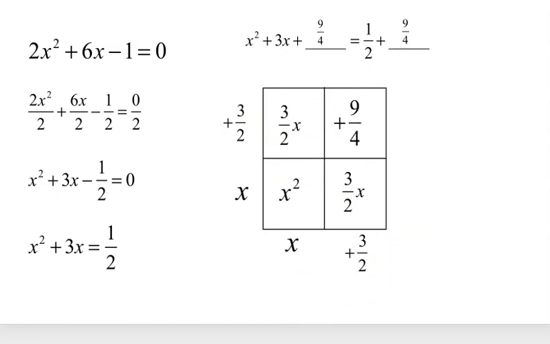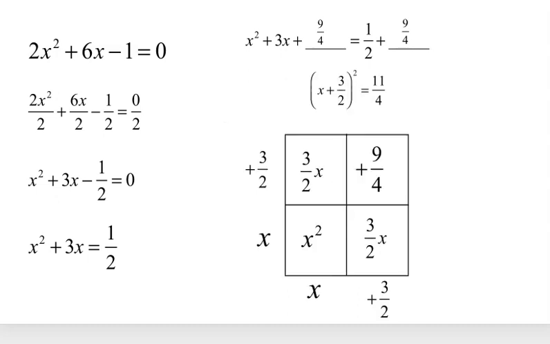Now the shortcut strategy that textbooks will give you is take half of the x term. Half of the x term is 3/2. Square the 3/2 to get 9/4 and add that to both sides. I'd like you to know why. Looking at this square shows you how you indeed did construct a square with the same width and height by adding 9/4. So what we have here is x squared plus 3x plus 9/4, these four boxes. x plus 3/2 times x plus 3/2, which is x plus 3/2 squared, is 11/4.